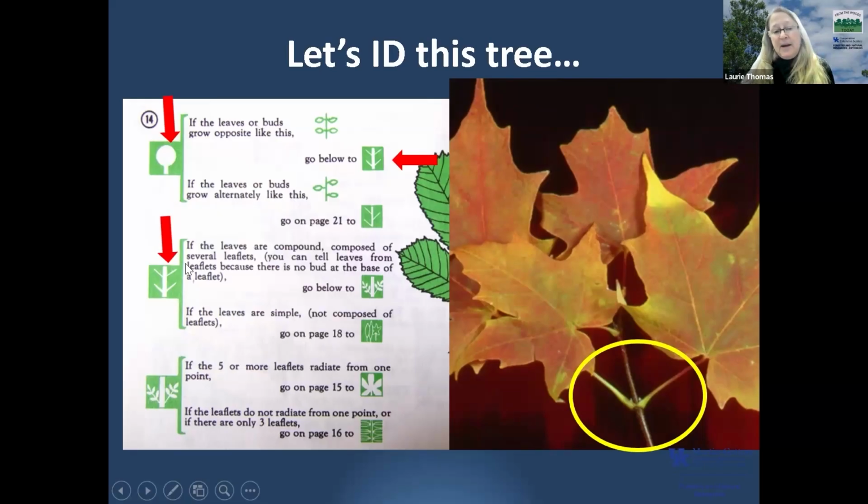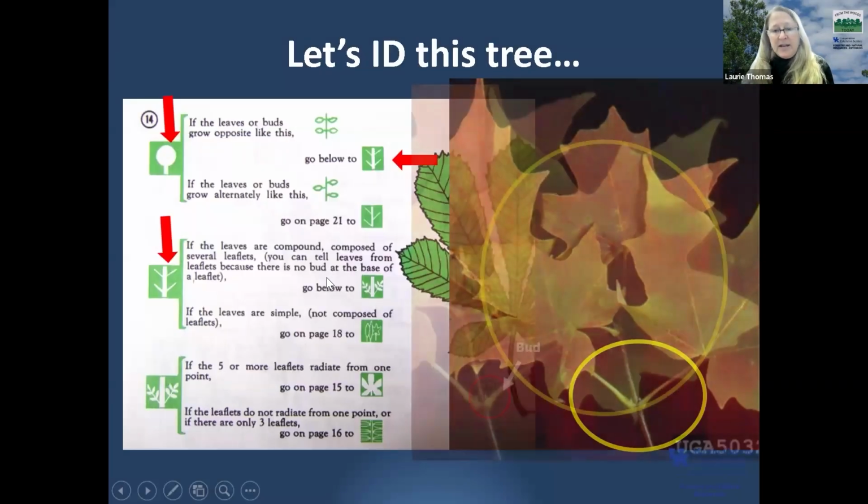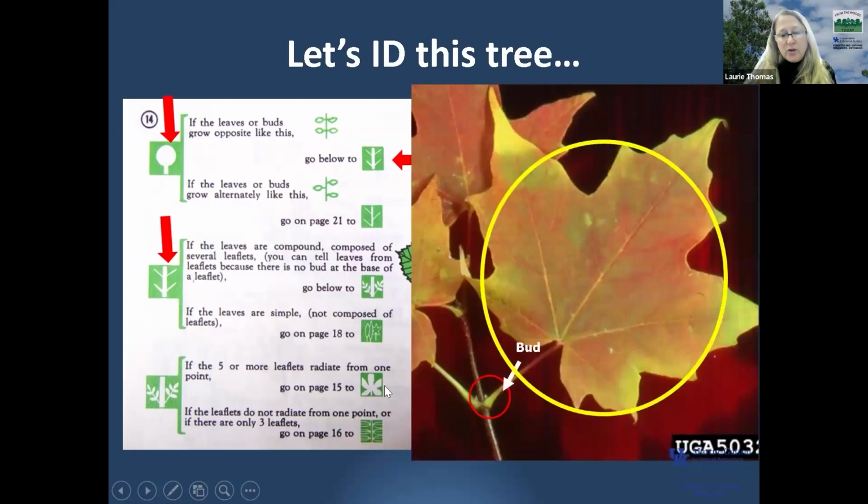Now it's asking us about leaf form. So if you don't remember what leaf form was, it even spells it out for you. You can tell leaves from leaflets because there is no bud at the base of a leaflet. Okay, so let's look close. I've got a little closer up picture. So we're trying to determine if this is a simple or a compound leaf. Well, we found our bud right here. Here's our leaf stem, and we see one blade. So that tells us that we have a simple leaf.